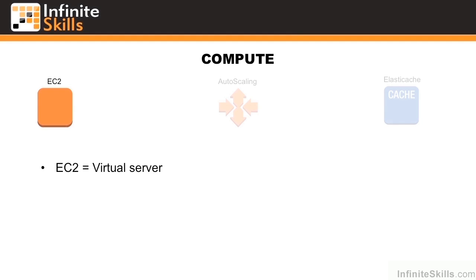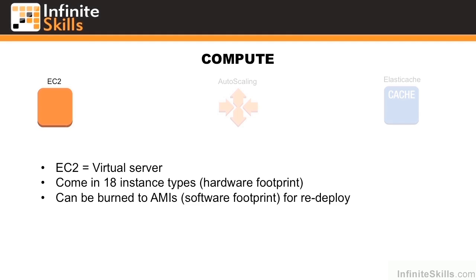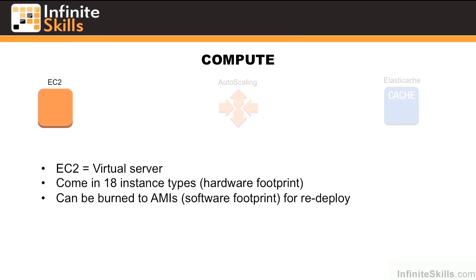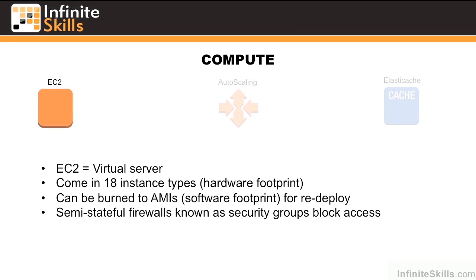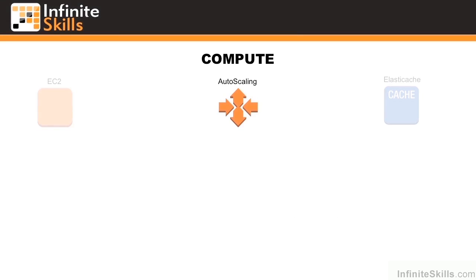EC2 is in the compute family. It is essentially a virtual server. You'll provision this the same way that you would provision a standard server of your own, and then load your applications on top of it. EC2 currently comes in 18 different instance types, which is the hardware footprint. They can also be burned into AMIs, which are the software footprint, and allow for redeploy. They also leverage semi-stateful firewalls known as security groups to block or enable access to outside parties, and they can be put into autoscaling groups.